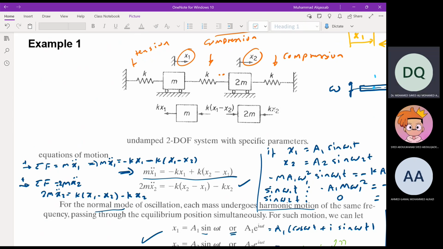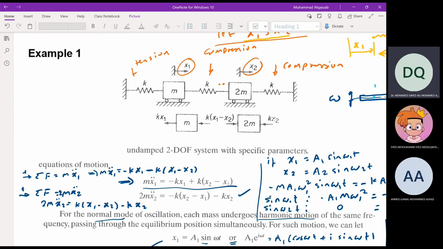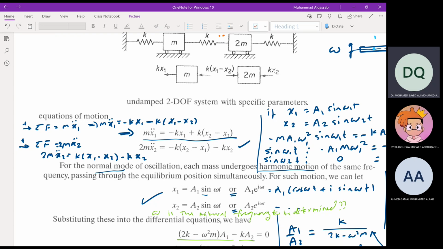Okay, so first of all, we put the positive direction for x1 and x2, the coordinates, and assume that x1 is greater than x2, or you can assume the other way, it doesn't matter. You can put x2 greater than x1. Okay, here we assume x1 greater than x2, and then we put the free body diagram. Then we apply Newton's second law on each mass, and we find the equations of motion, which are second order ordinary differential equations. The system is an undamped system.